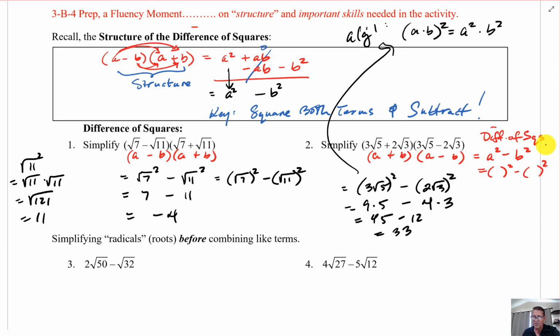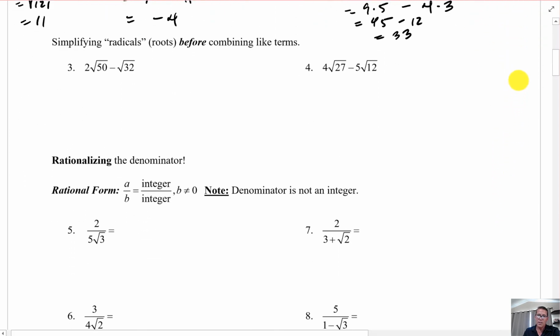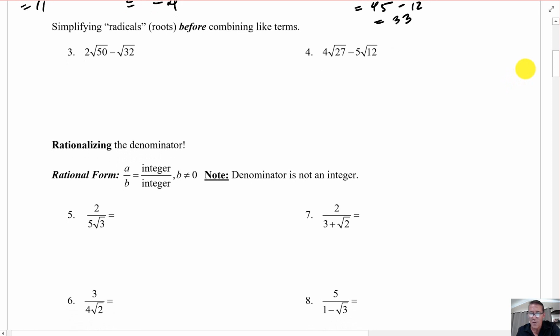So what we want to do in this is go through all the different important skills and structures needed to be successful in this lesson, because this, my friends, is not easy. All right, so pay attention because you're about to go through it. So let's go through part 2 here, like numbers 3 and 4, how we simplify radicals, which are just roots.